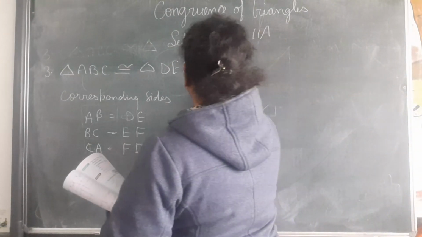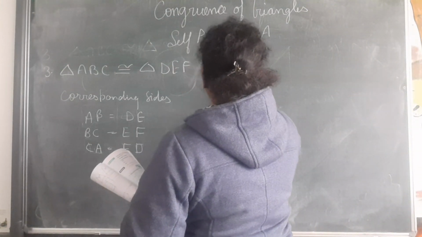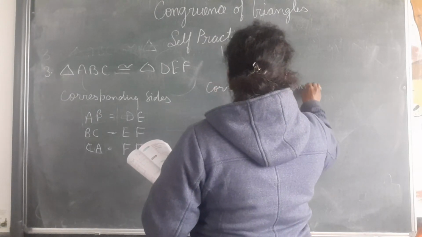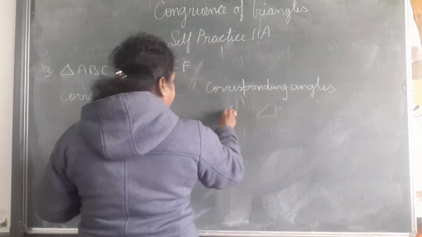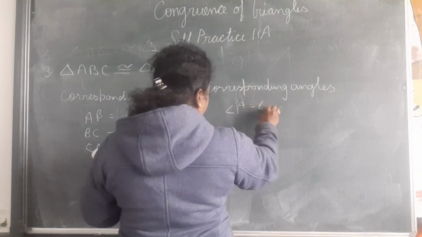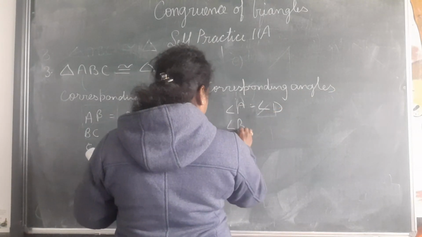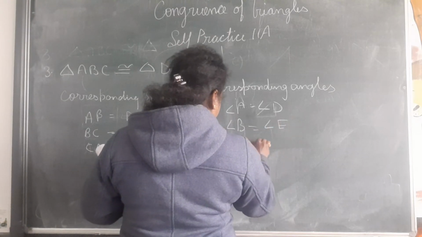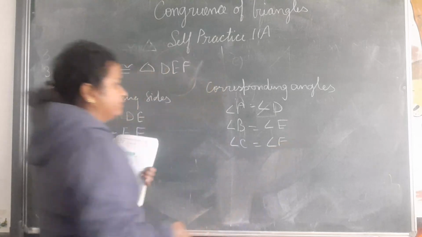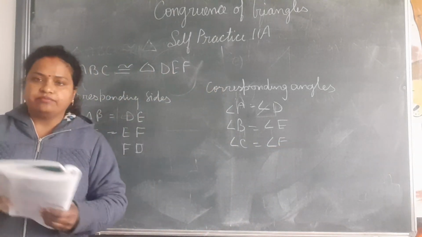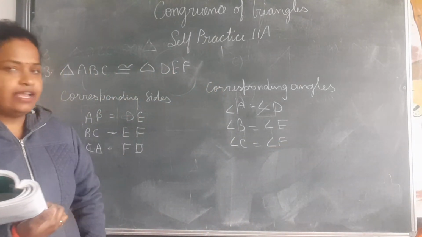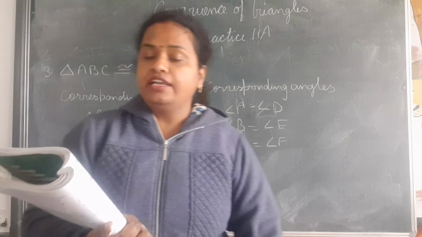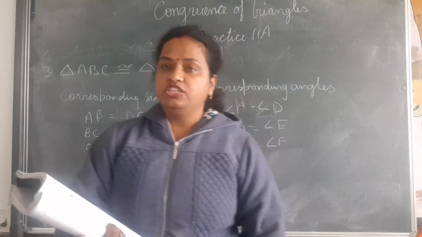Now corresponding angles. So what we will have? Angle A is equal to angle D. Angle B is equal to angle E. Angle C is equal to angle F. They are the same. They are equal and they are corresponding to each other.